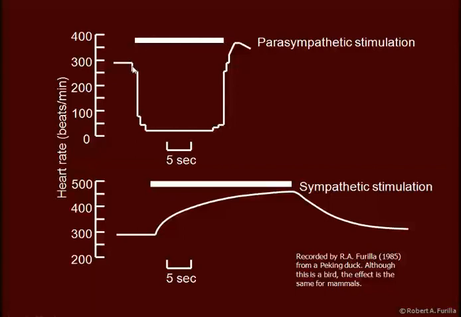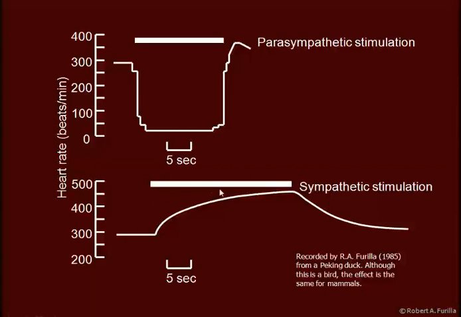And what you can notice is within a couple of beats, we're down to nearly the lowest heart rate that this animal can generate. And when we remove the stimulus, within a couple of beats, we're back to normal. In fact, we'll overshoot a little bit and then return back quickly to normal. The parasympathetic nervous system has a rapid influence on heart rate. Stimulating the parasympathetic causes a rapid decrease in heart rate. Removing parasympathetic activity causes a rapid increase in heart rate.